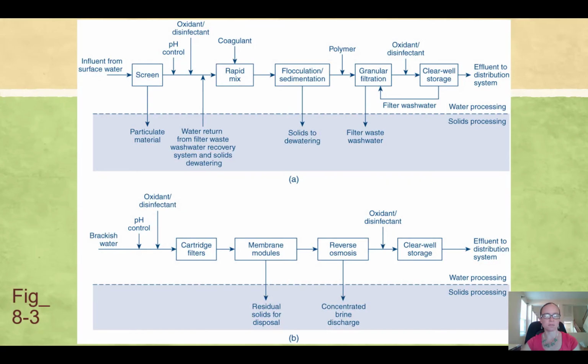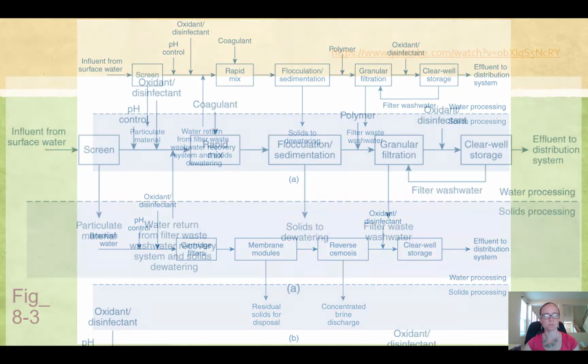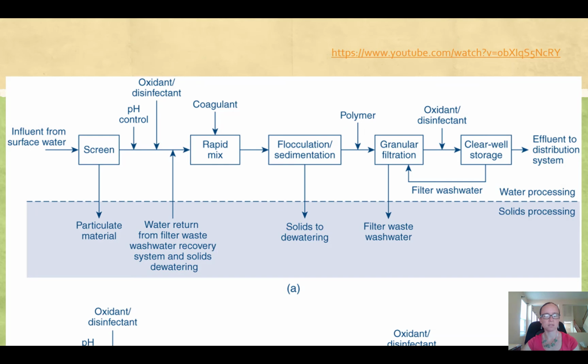So here's the different unit processes that were talked about in those tables and that we'll get to in the synchronous lecture, and more about the process. On the top is a traditional process in A, and B is more reverse osmosis, membrane technologies, desalination. And so we'll largely focus on the traditional process. We have a group that's studying desalination for their group project, so they'll get into that more.